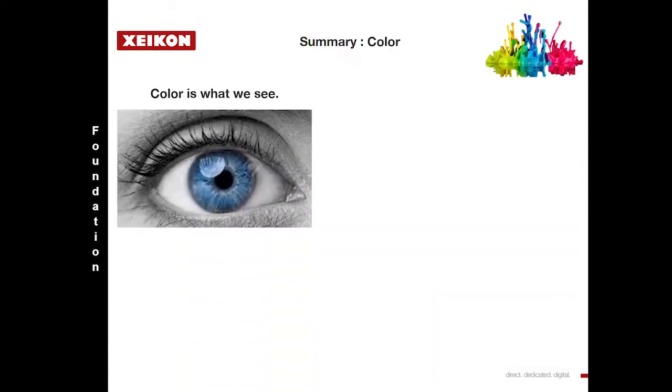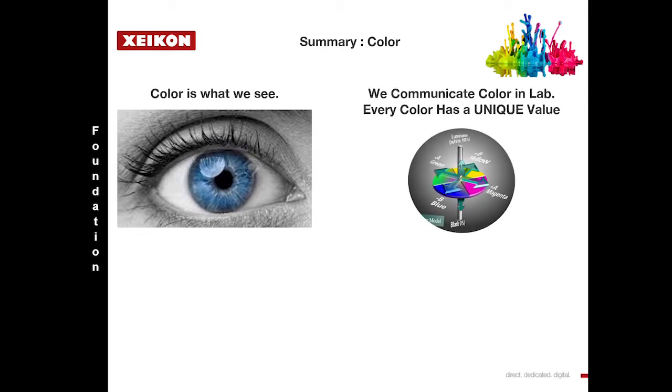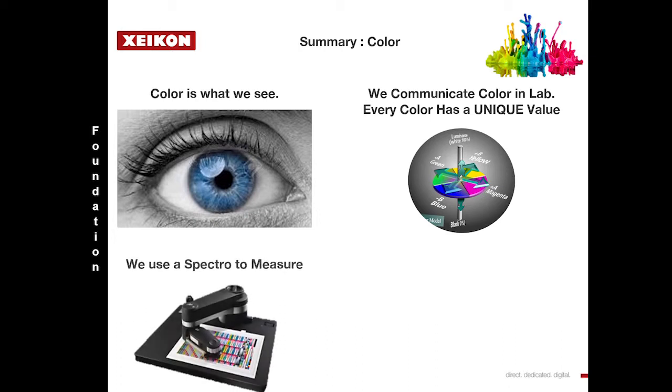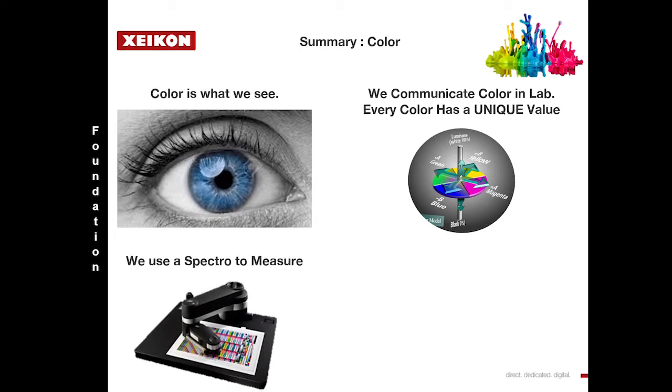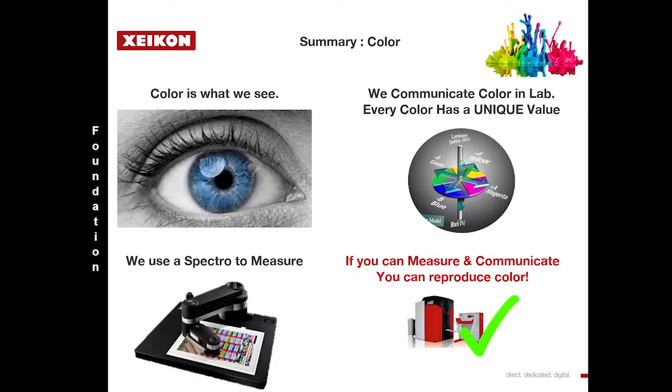So in summary, this is what I want you to take away from the colour. When we discuss colour, it's what do you want to see? What do we want to see printed? We communicate this using LAB. We use a device called a spectro to measure this. And you know something? If you can measure and you can communicate, you can also figure out how to reproduce.